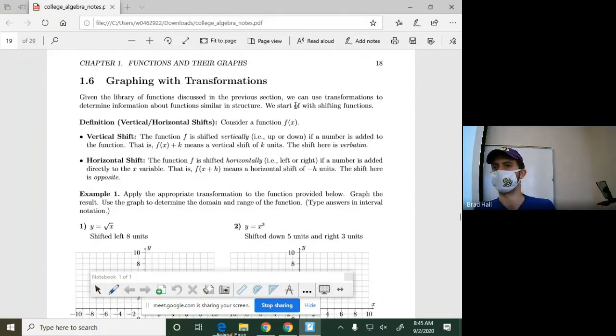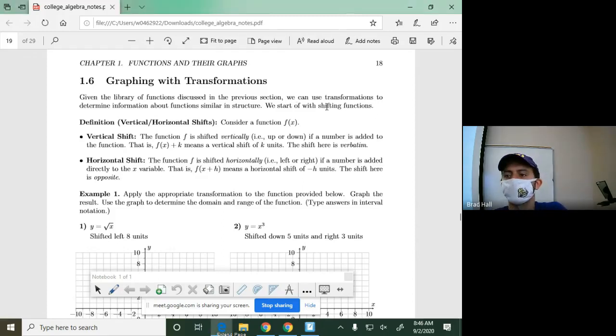So if we know the general shape, let's just say that cup shape, then what if we want to transform it in some way? Say we need to shift it in some direction a little bit, or stretch it out or bring it in. Well, this section is going to talk about how these shifts apply algebraically.